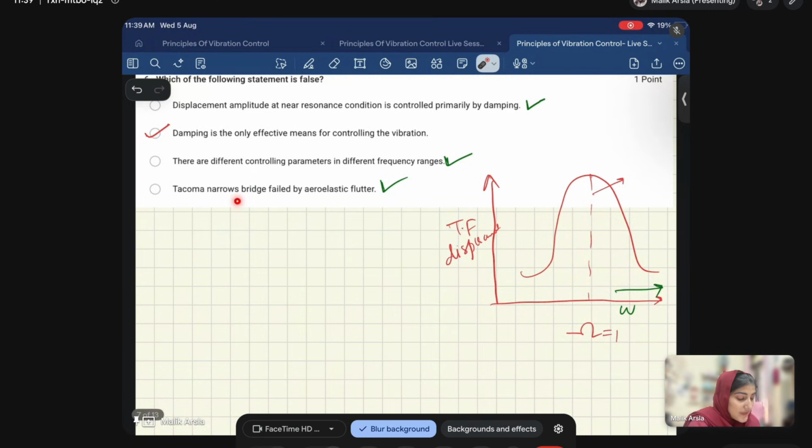And Tacoma Narrows Bridge failed by aeroelastic flutter. So the phenomenon was simplified to the resonance condition: the incoming wind waves at that time were almost close to the natural frequency of the bridge, which causes the resonance condition. In fact the phenomenon was much more complex, but that resonance condition caused aeroelastic flutter inside the bridge, which ultimately led to its failure.